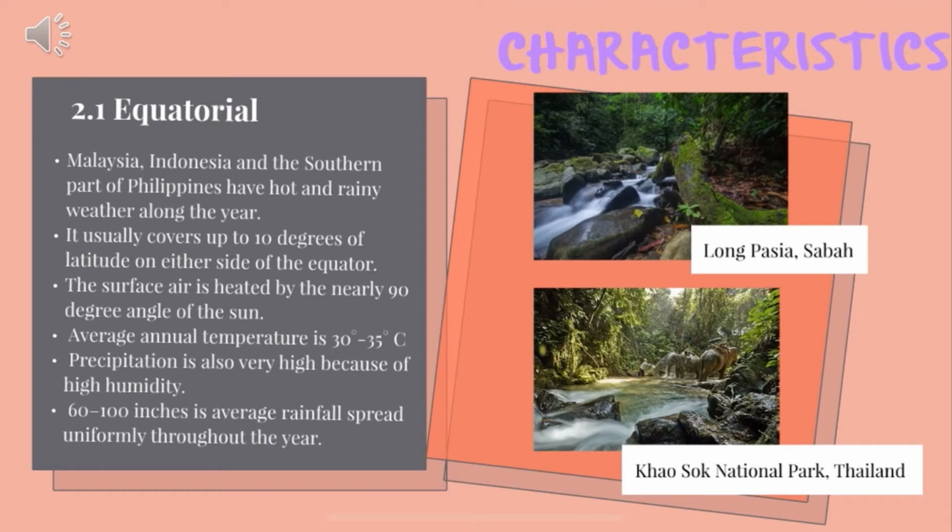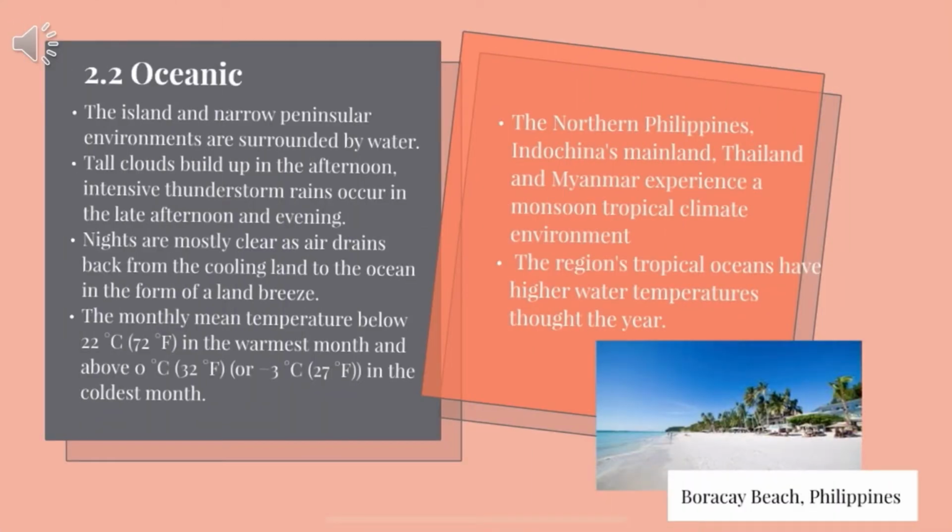The picture shows Long Pasir, Sabah, and at the bottom Khao Sok National Park, Thailand. 2.2 Oceanic characteristic. The island and narrow peninsular environments are surrounded by water. Tall clouds build up in the afternoon. Intensive thunderstorm rains occur in the late afternoon and evening.